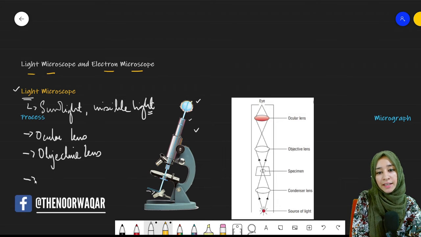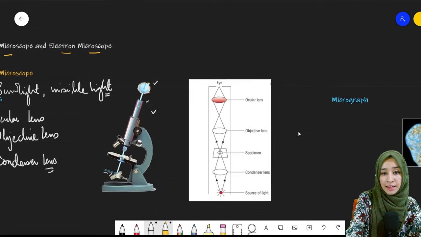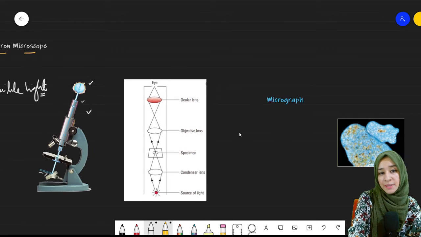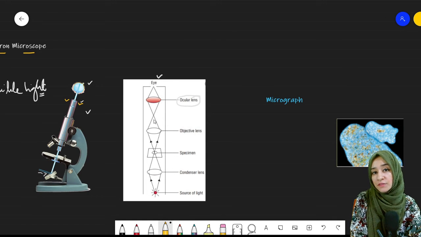And the third one is the condenser lens. All three of these have different functions. If you see through this diagram, this is the eye. And this ocular lens is basically present in the eyepiece, this portion. It is present in the eyepiece. What is the function of this ocular lens?